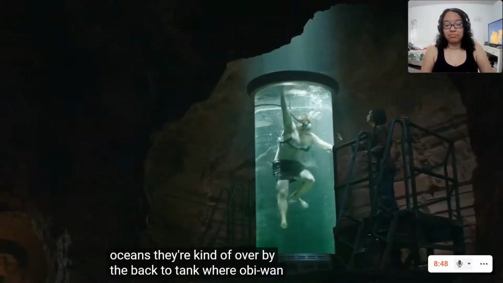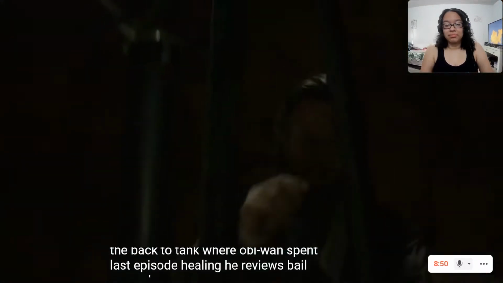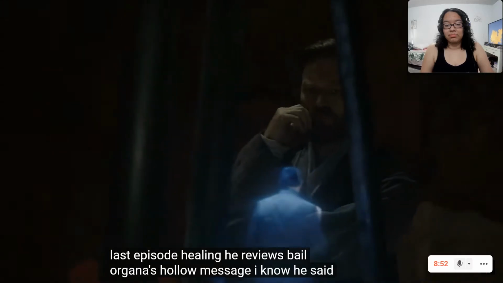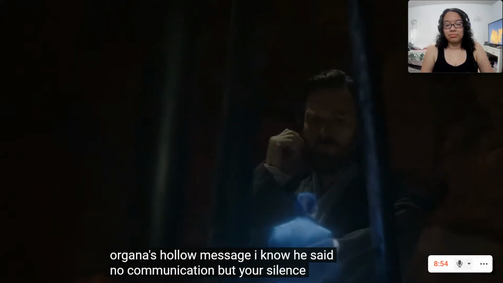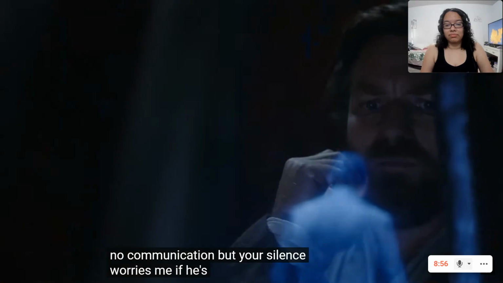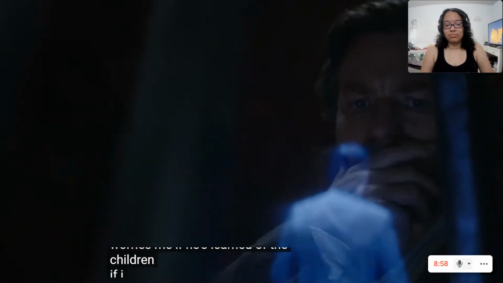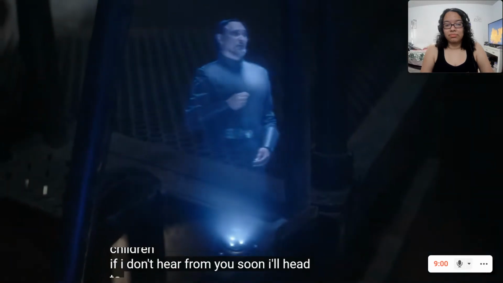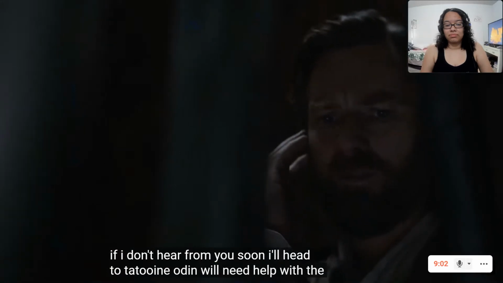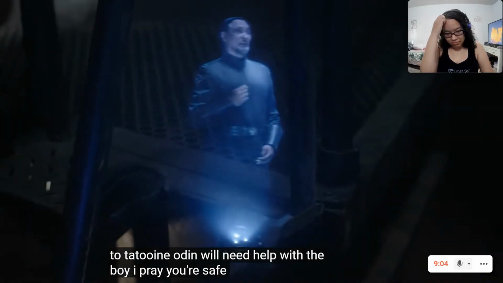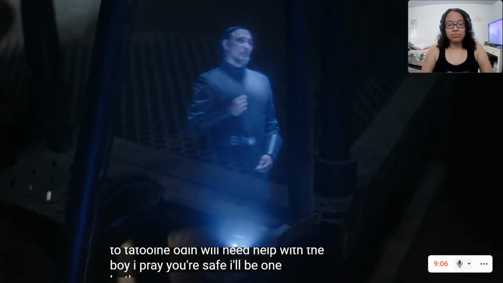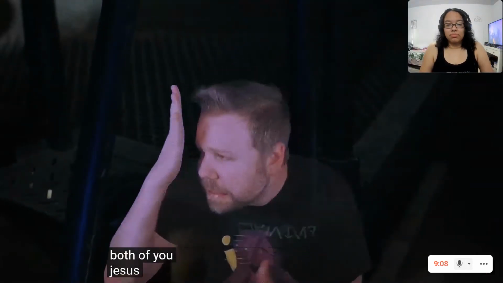Over by the Bacta tank where Obi-Wan spent last episode healing, he reviews Bail Organa's holo message. "I know we said no communication, but your silence worries me. If he's learned of the children, if I don't hear from you soon, I'll head to Tatooine. Owen will need help with the boy. I pray you're safe, Obi-Wan. Both of you." Jesus, come on, Bail.